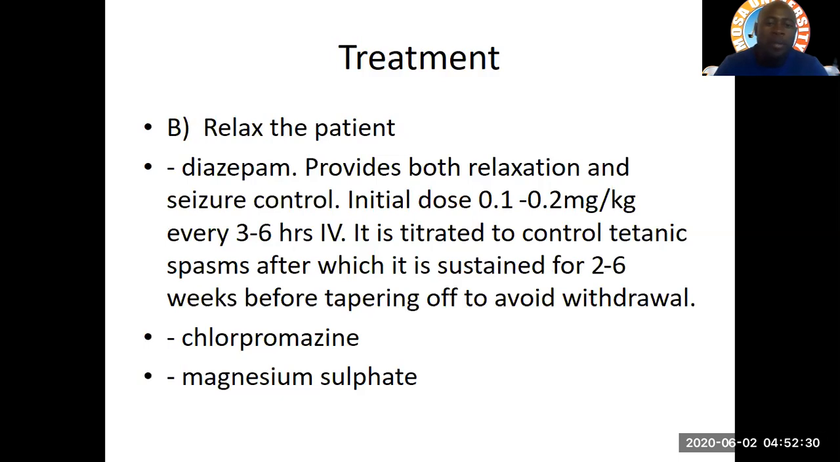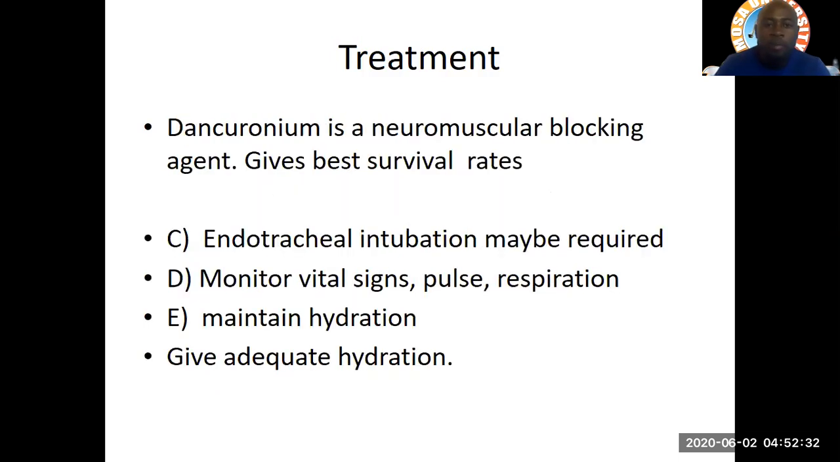Also, we'll give chlorpromazine, and also we'll give magnesium sulfate. Okay, so pancuronium is another drug that is administered because it's a neuromuscular blocking agent. Okay, so it also helps on the muscles. You know that it will bring about blocking there at the synaptic junctions where the spasms are starting from.